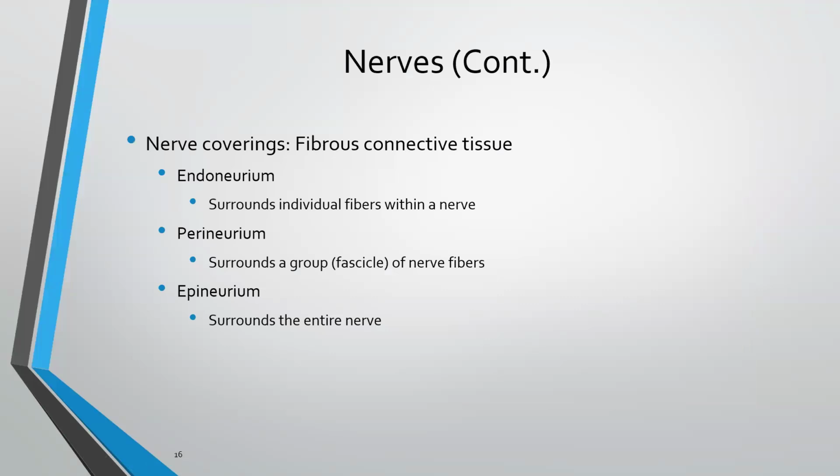How would you describe the coverings that surround an axon? Okay, so the axon is surrounded by a thin wrapping of fibrous connective tissue called the endoneurium. They are then bundled together in groups called fascicles and wrapped in an outer layer of perineurium. Then the whole nerve is surrounded by a tough sheath called the epineurium.